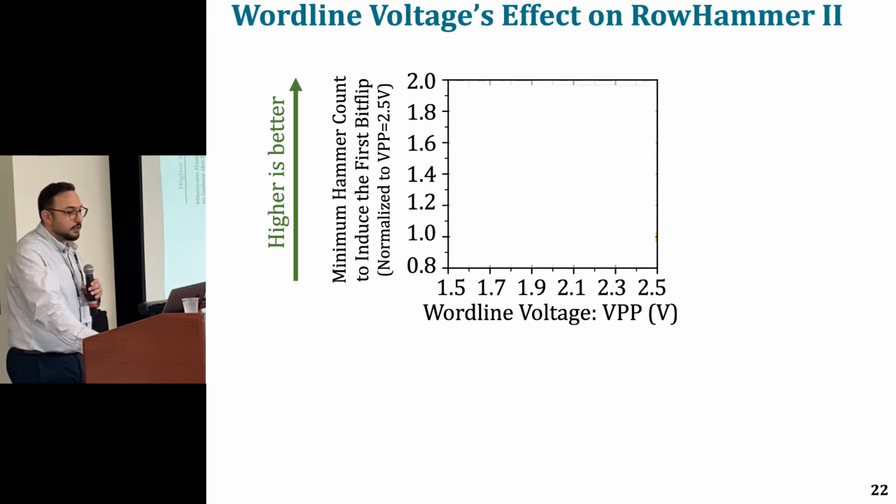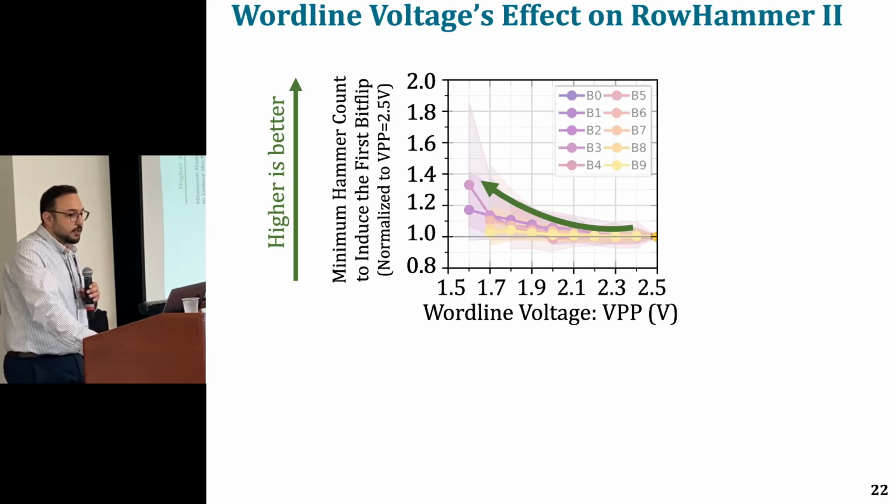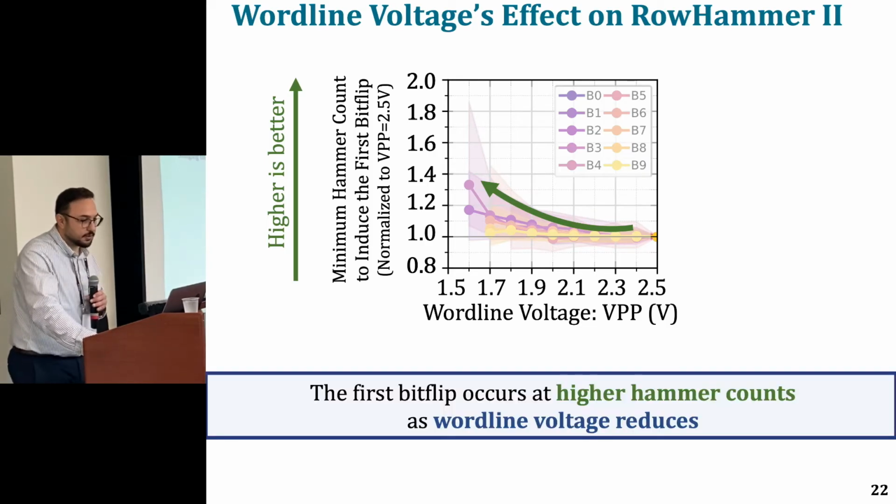Similarly, when we look at the minimum hammer count to induce the first bit flip, also known as the RowHammer threshold, we show that as you reduce Wordline voltage, you need higher hammer counts to induce a bit flip. So basically, reducing Wordline voltage reduces RowHammer vulnerability in that sense.